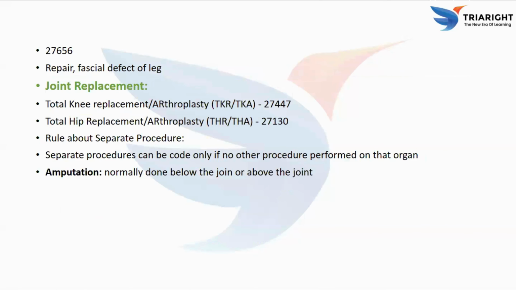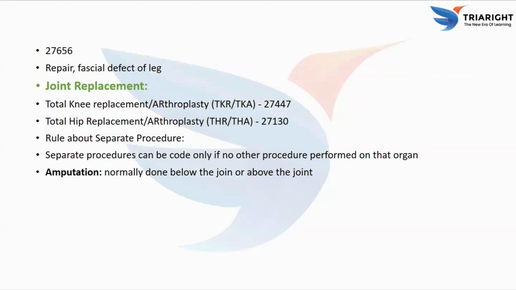And the next code is 27,656. So what does this mean? Repair of a fascial defect of a leg. So fascia is the connective tissue layer covering the muscles. This is commonly repaired after trauma and hernia-like defects or surgery. So the key point is this is not a tendon repair, not a skin repair, and it's a deep soft tissue repair.